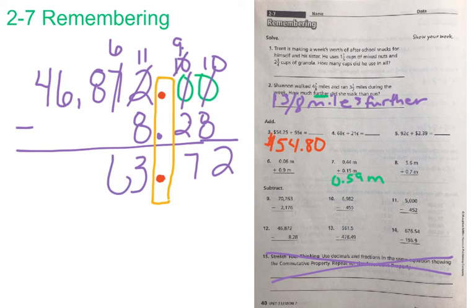6 minus nothing is equal to 6. 8 minus nothing is equal to 8. 6 minus nothing is equal to 6. And 4 minus nothing is equal to 4. So our answer there is going to be 46,863 and 72 hundredths.